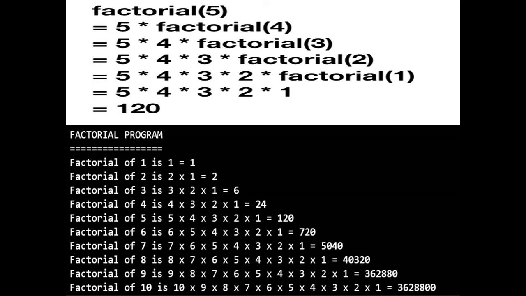Same way, 3 means 3 into 2 into 1. Same way, for 4, 4 into 3 into 2 into 1. And similarly, if the factorial value given is 10, then it will execute from 10, subtracting 1 each time from 10, and finally when it reaches 1 it will terminate. Hope you understood this program. This one is all about the factorial, and the program is called a recursive program.